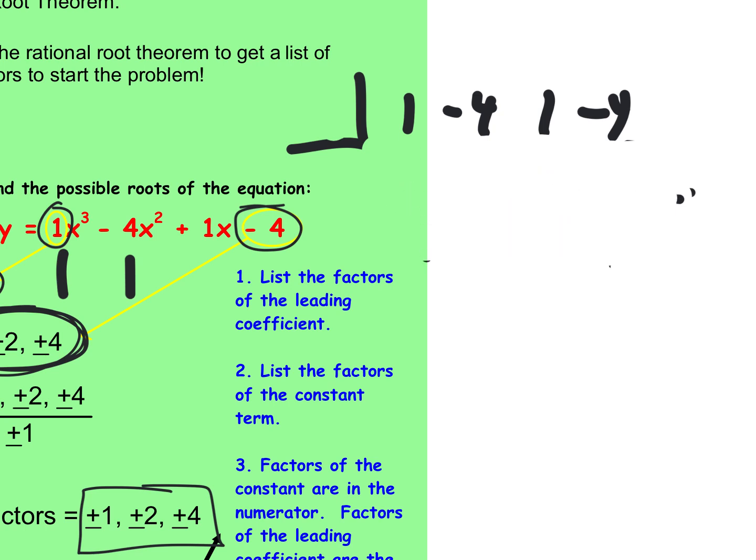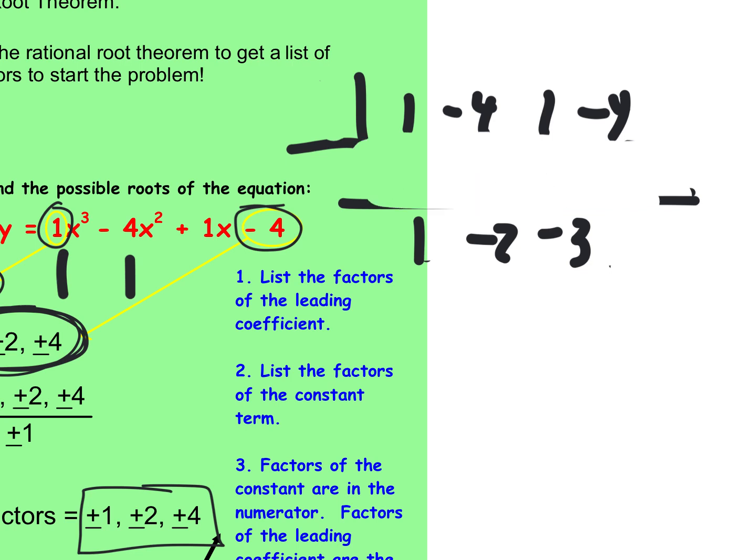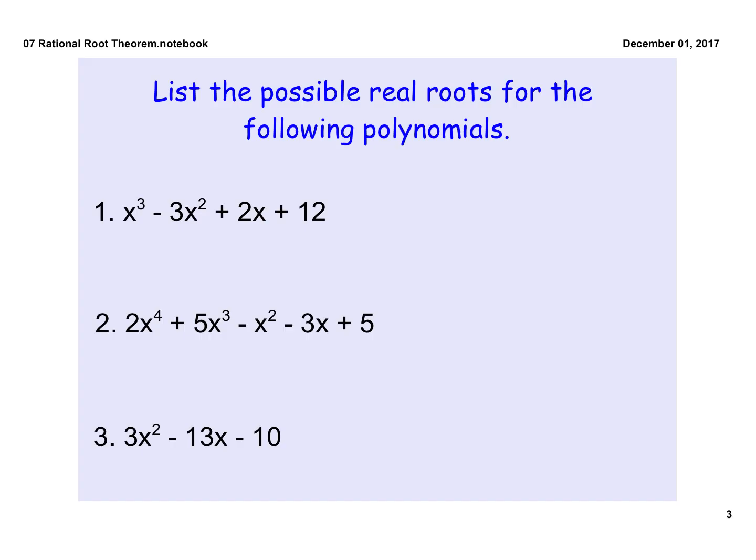Now I try another one. Was it 2? Drop it like it's hot. Multiply. Add. Multiply. Add. Multiply. Oh, that didn't work. So it wasn't 2. See how fast I'm able to check them with synthetic? Has anybody found it yet? All right. Now, let's go on to the next one. I think you've got the big picture idea.